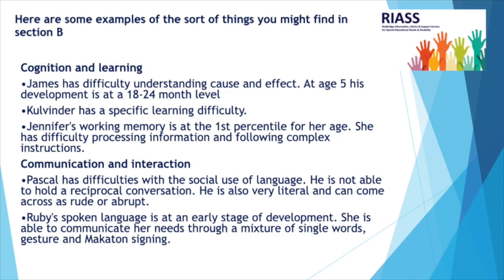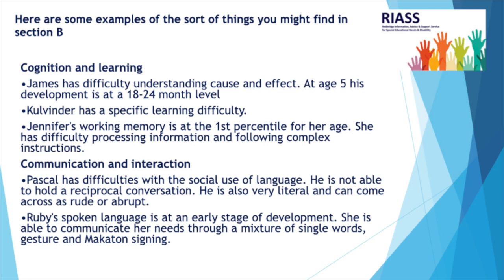Here are some examples of the sort of things that you may find in section B. Cognition and learning. James has difficulty understanding cause and effect. At age 5, his development is at an 18 to 24 month level. Kafinda has a specific learning difficulty. Jennifer's working memory is at a lower level than her peers. She has difficulty processing information and following complex instructions.